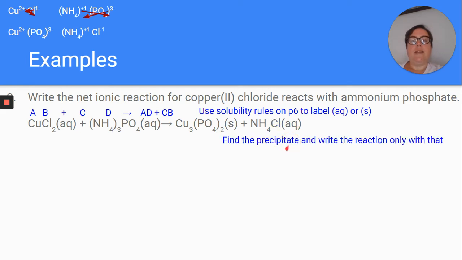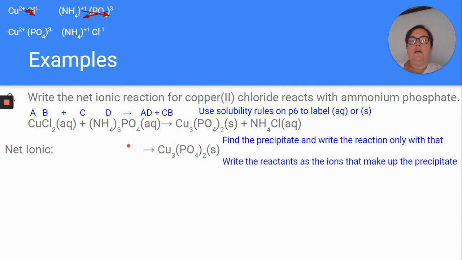All right, so the next thing we do is find that precipitant and bring it down. So our solid this time is copper 2 phosphate. So we're going to rewrite the reaction with this product only. Now, what 2 things did we cross our charges with? That's what's going to be our reactant. So we can come back up here to our work, and we have Cu +2, and we have PO4 -3. So those are our 2 reactants.